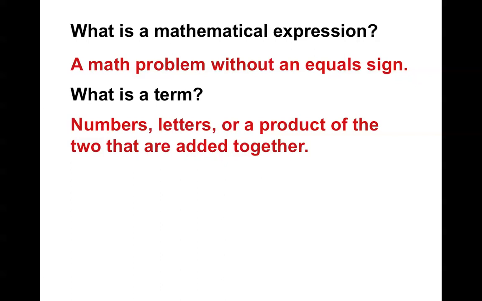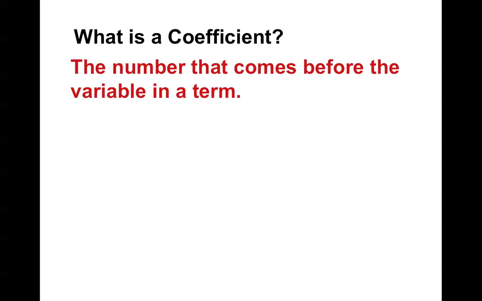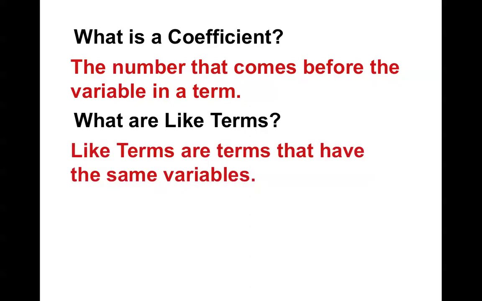Conversely, factors are things that are multiplied together. A constant. A constant is a term with no variable. Basically, it's a number. All right, so we have a coefficient. A coefficient is a number that comes before the variable in a term. And what are like terms? Like terms are terms that have the exact same variables.